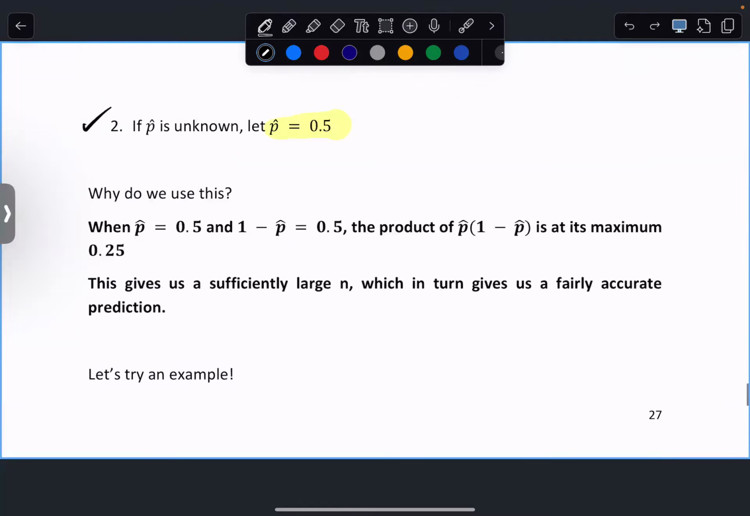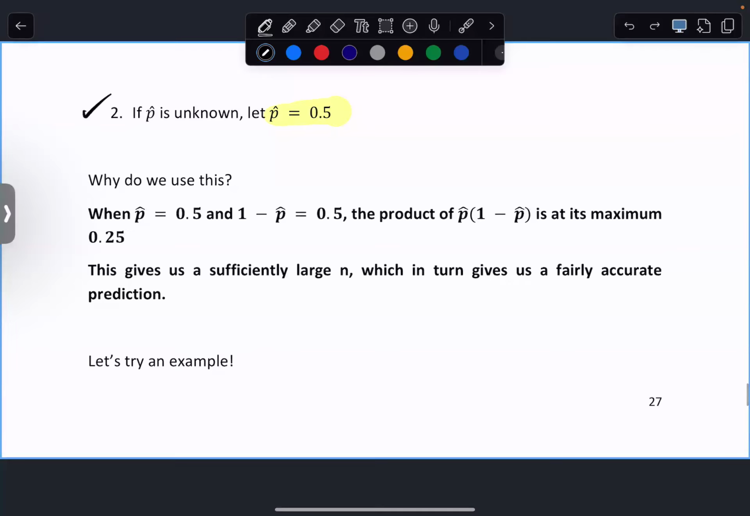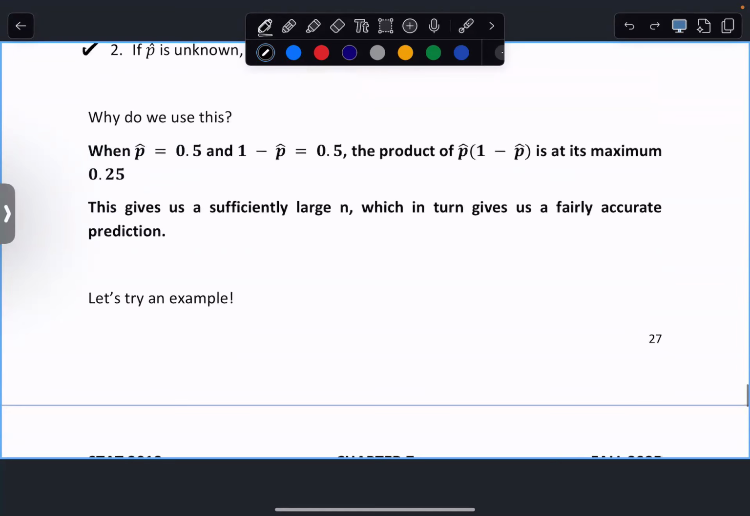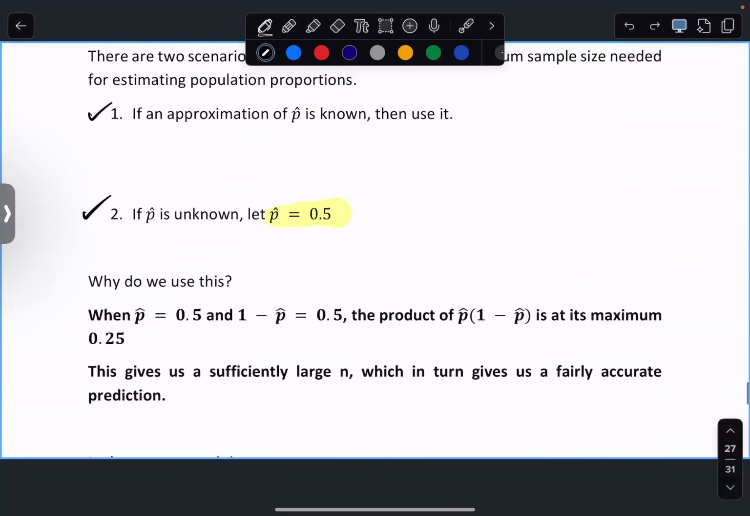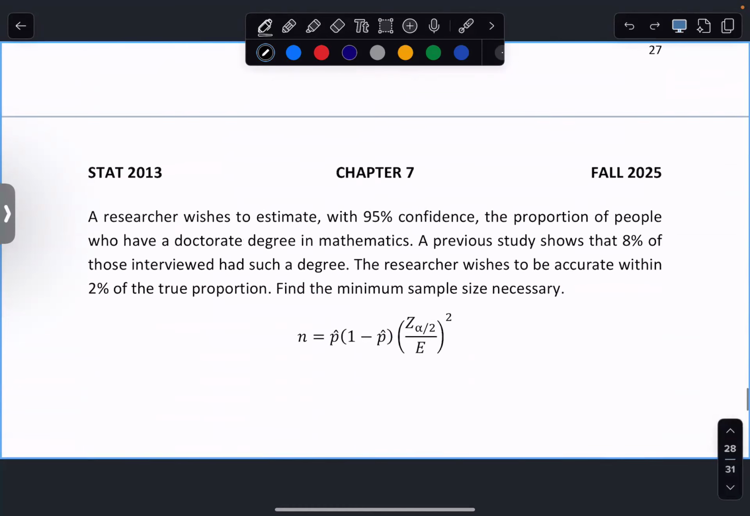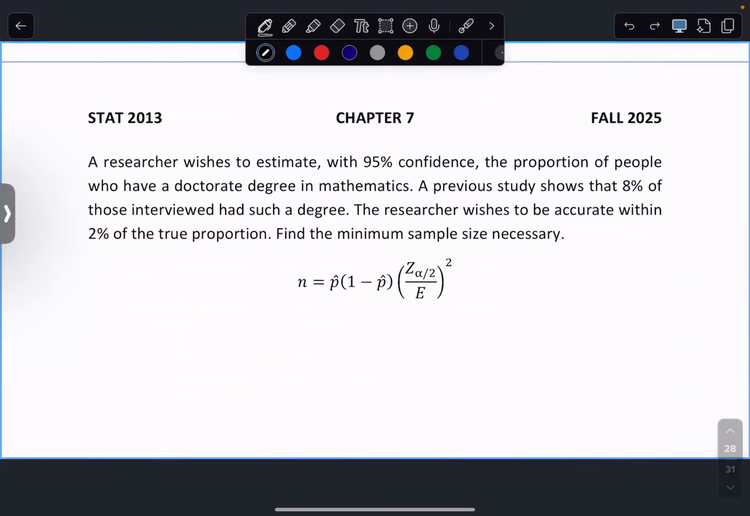So again, this one I don't need to prove to you here. If you want me to prove it for you, I can do that, but you don't need to learn the proof at this level. What I want you to take note of is that if the p-hat is given, use it. If it is not given, use 0.5. With that, we want to try an example.